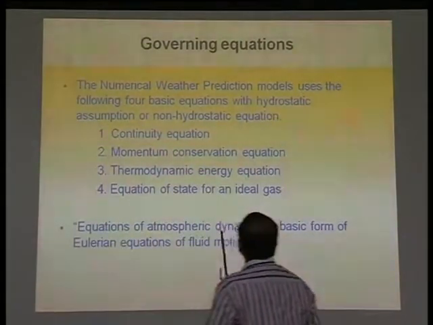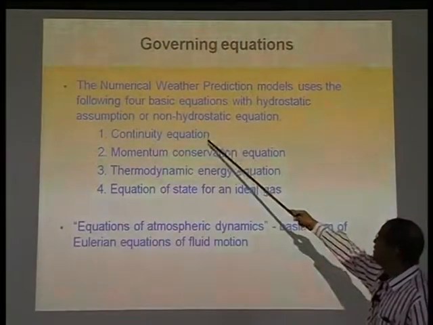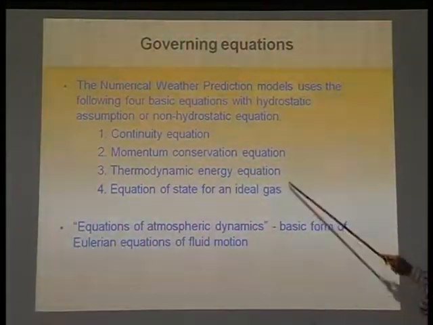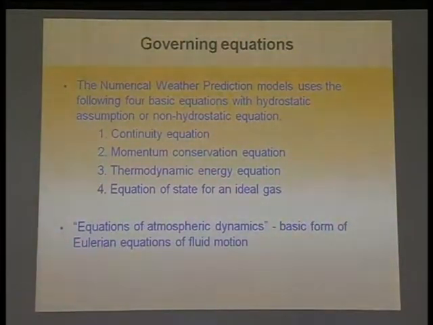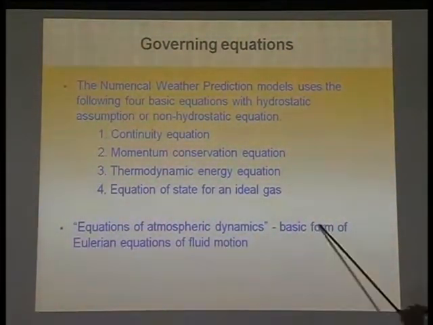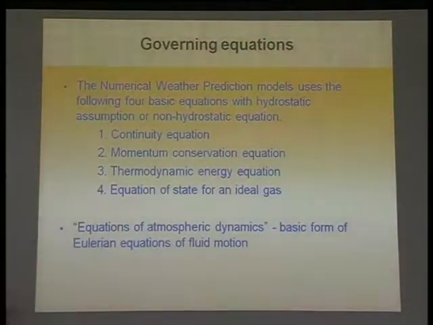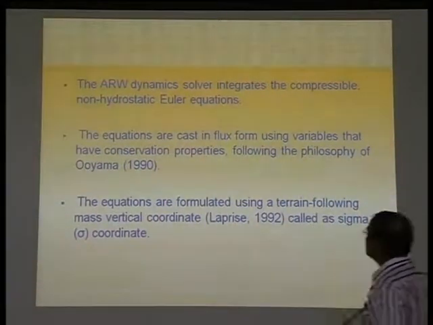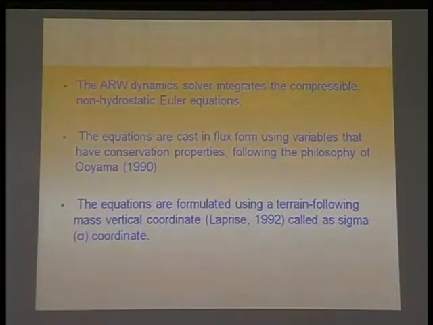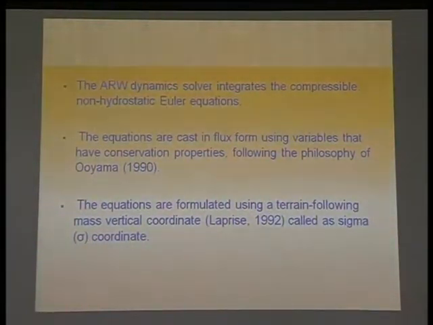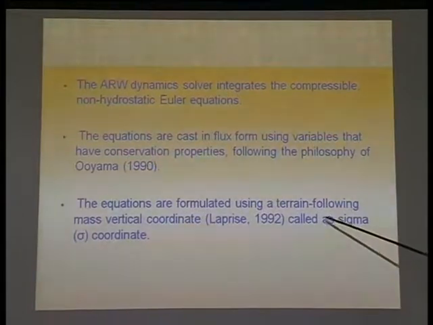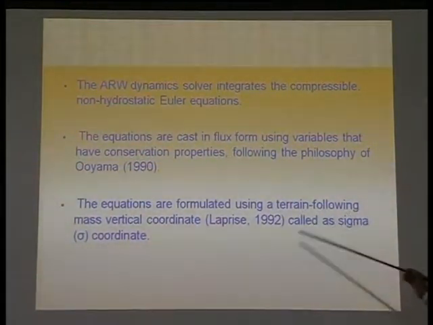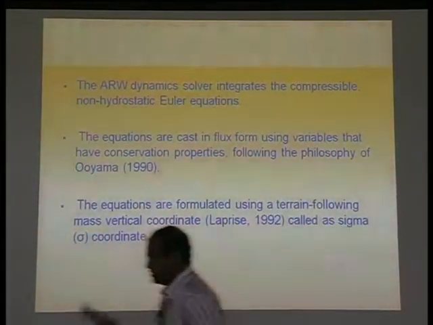All these are pretty well known: the governing equations, the continuity equation, the Navier-Stokes equation, the energy equation and the equation of state for an ideal gas. So it's a basic form of Eulerian equations of fluid motion. It integrates compressible non-hydrostatic Euler equations, and the equations are cast in flux form, and we use a terrain following mass vertical coordinate. These are all pretty standard.